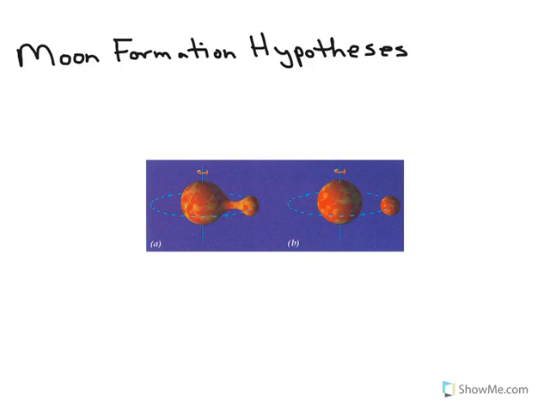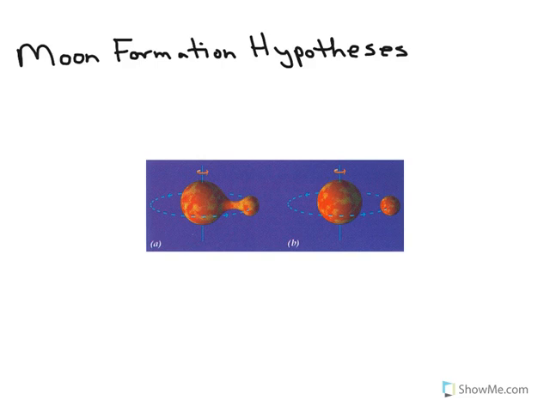When we look at the moon and we look at its composition, that is going to give us a clue to how our moon formed. Now, prior to landing on the moon, there were 4 main hypotheses of the moon's formation. So we're going to look at each of these and then compare this to what we now know about the moon.